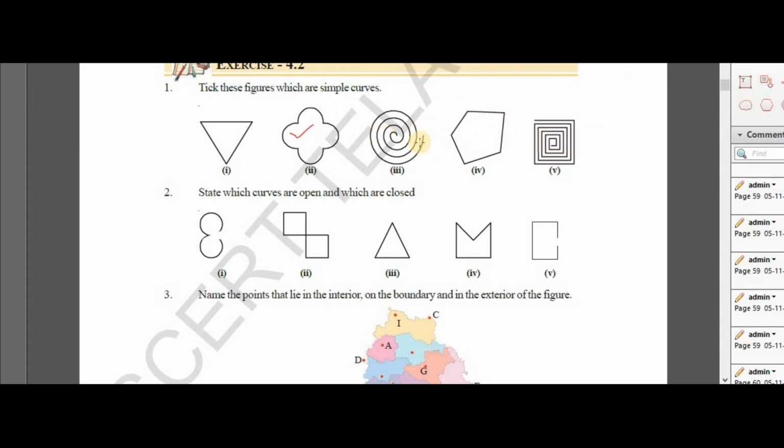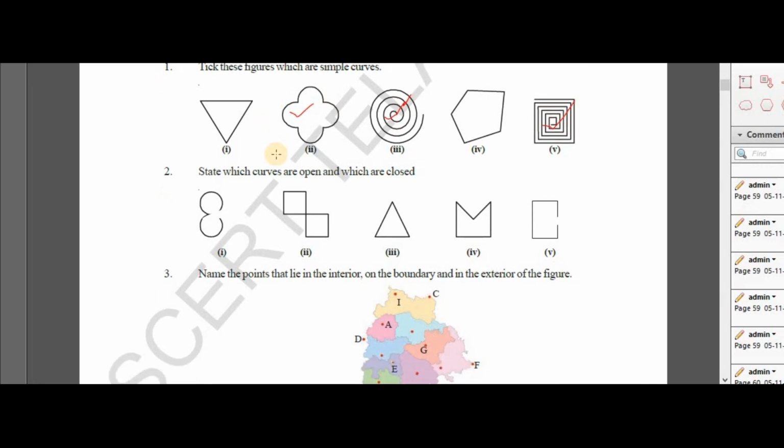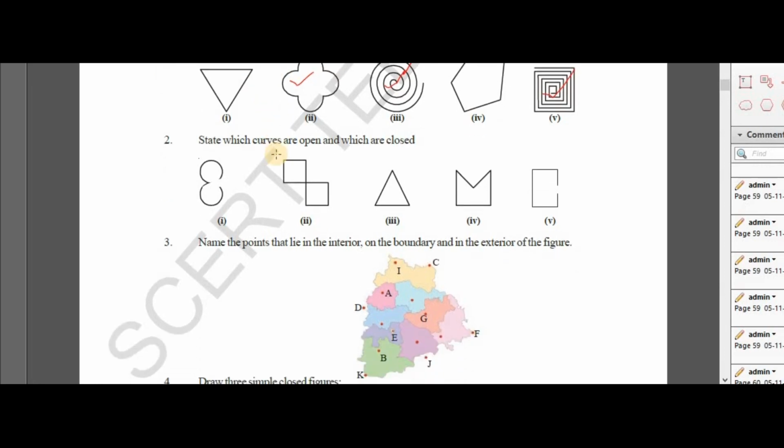Why am I saying these two are polygons? Because they are not curves, they are formed with line segments. That is the reason we call these polygons. Now second question, students: state which curves are open and which are closed. Of course you can easily understand which is open and which is closed. This is open, this is closed, this is closed, this is open, and this is also closed.